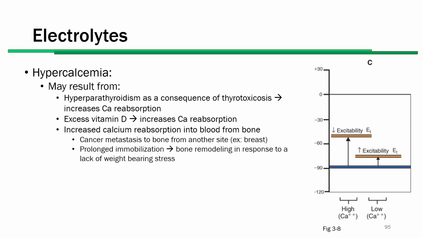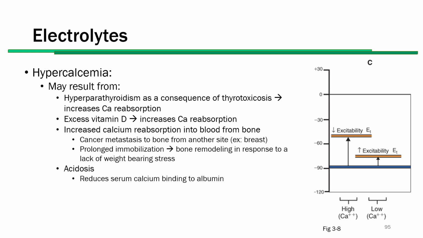In this case, if there was metastasis from breast, that might increase the calcium reabsorption from the bone, depending on the mechanism of those cells, versus the neoplasm we saw before that could increase the deposition into bone. Prolonged immobilization is a common one because we're constantly remodeling our bone in response to weight-bearing stress, and if we remove the weight-bearing stress, then the bones are not going to be as strong, and so we lose that calcium, and that could go into the blood.